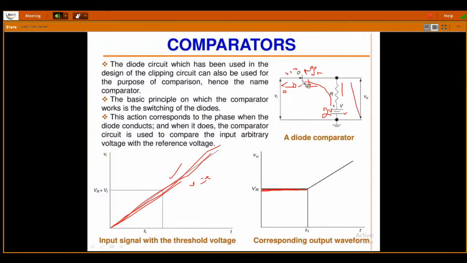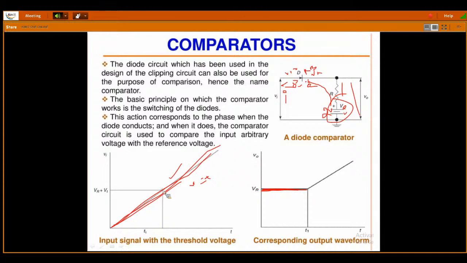Why? Because the diode is in reverse bias, it is not conducting, and there is no current flow from the input to the output side. The only voltage available at the output side is due to the DC source, the reference voltage, until the input becomes more than the reference voltage. Until then the output is a constant voltage. What is that constant voltage? It is your DC source, VR, the reference voltage.